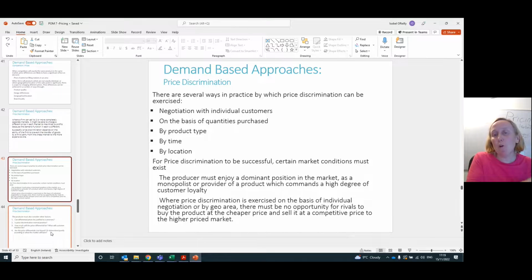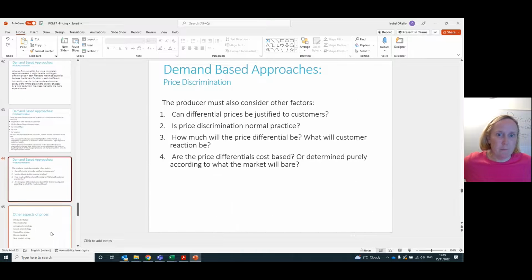So there must be no opportunity for rivals to buy the product at a cheaper price and then sell it at the dearer price to a different market, because they're going to be competing with you on those times. So the producer must also consider other factors when deciding to perhaps set different prices.